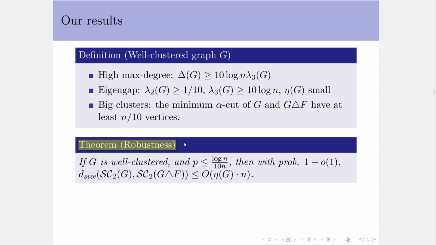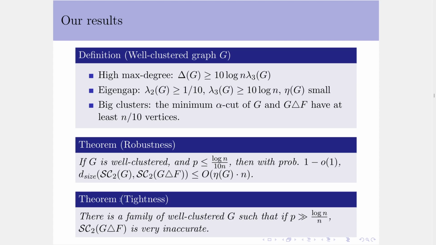Now we go on to state our main theorem, which is the robustness. Let's say our input graph is well clustered, and we flip the edges and non-edges with probability log n over 10n. Then with very high probability, the spectral clustering output on G delta F remains close to the spectral clustering output of G. How close? The number of misclassified nodes, which we denote as d size, is going to be at most order of eta G times n. Because eta G is typically very small, our result implies that publication of spectral clustering on G delta F still retains utility.